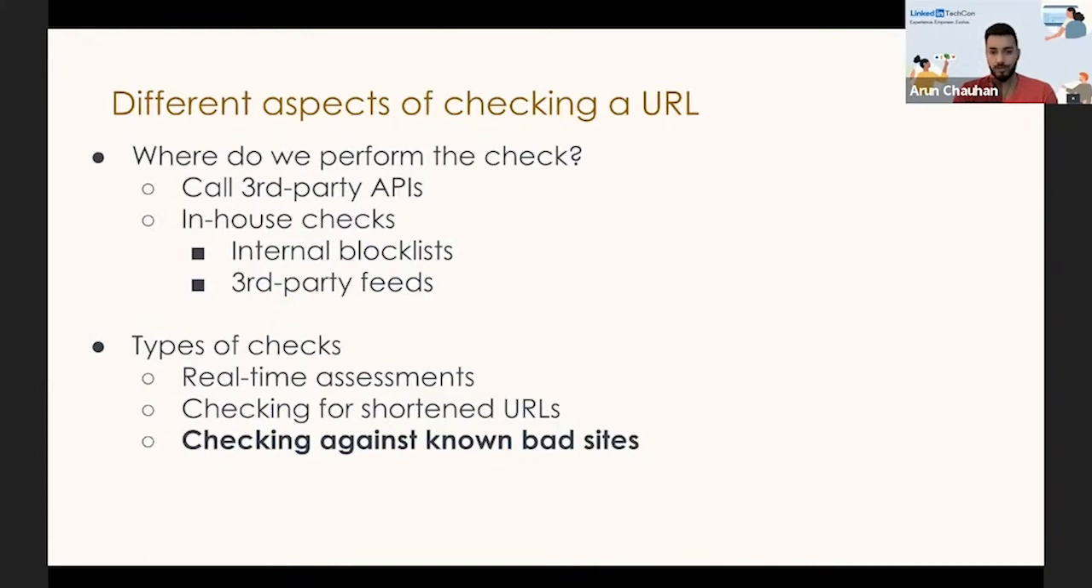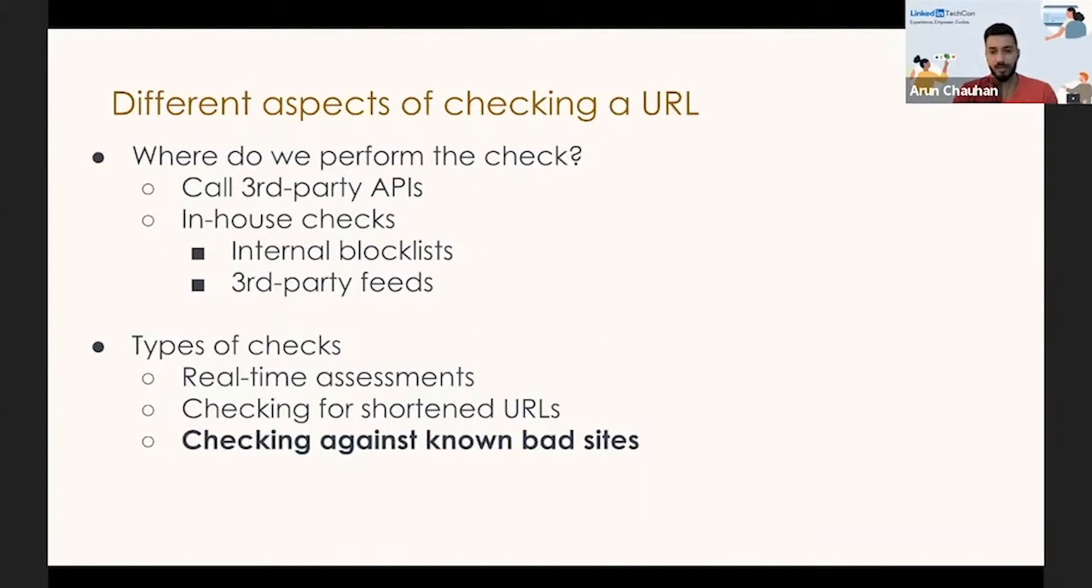Other is we need to check for shortened URLs. So any URL that we come across, we first need to know whether it's shortened or not. If it is, then we need to first unwind and then check. So we need to be aware of all the shortener sites like Bitly, TinyURL, and so on.